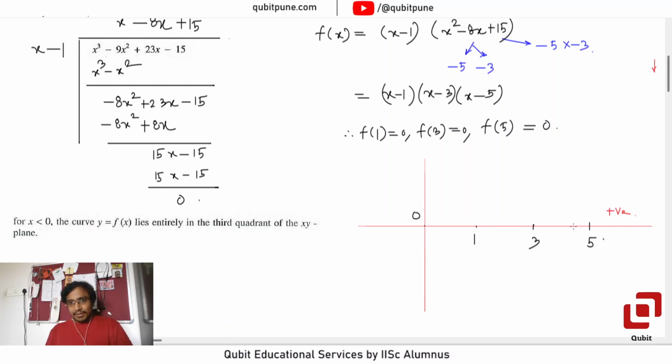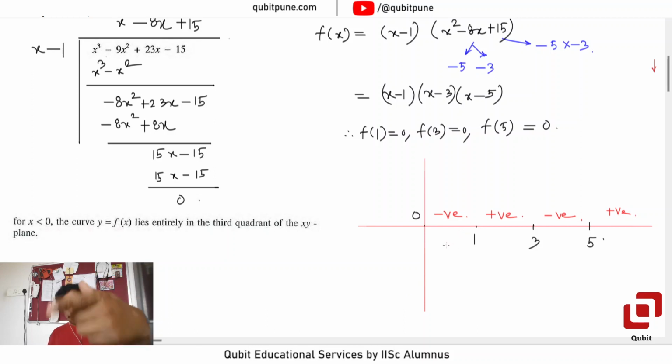When x is in between 3 and 5, what will happen? These two terms will be positive, but x minus 5 will be negative, so here the curve will be negative. And when it comes to numbers between 1 and 3, these two factors will give us negative, and x minus 1 will be positive, so negative into positive, which would be negative... so again that would be positive. So to the left of 1 we are getting all negative values.